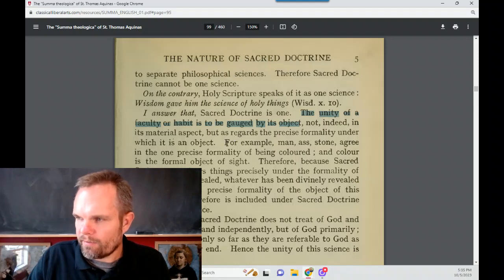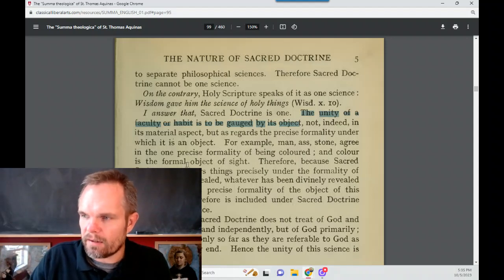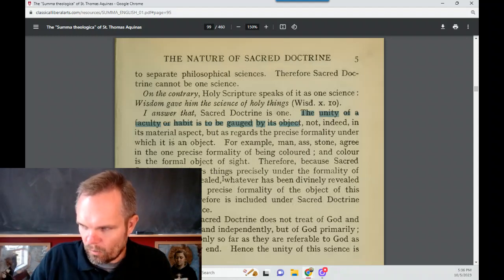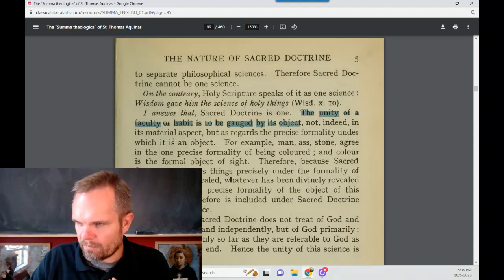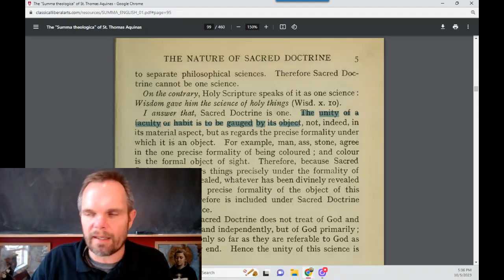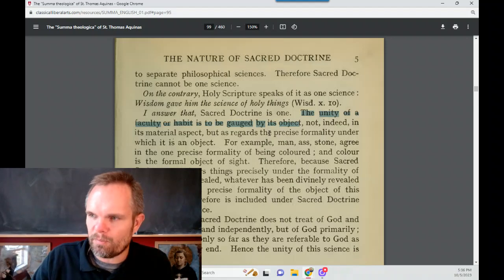He then goes on to say, for example, man, ass, stone agree in one precise formality of being colored, and color is the formal object of sight. Therefore, because sacred scripture considers things precisely under the formality of being divinely revealed, whatever has been divinely revealed possesses the one precise formality of the object of this science, and therefore is included under sacred doctrine as under one science. We have St. Thomas's answer, and we have that principle where his answer begins.